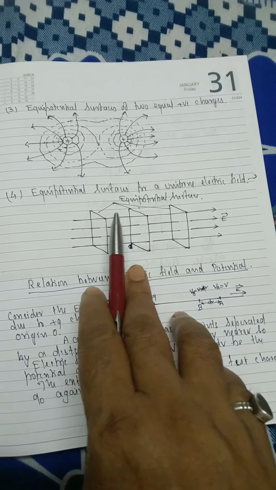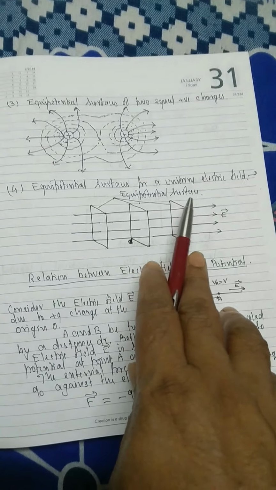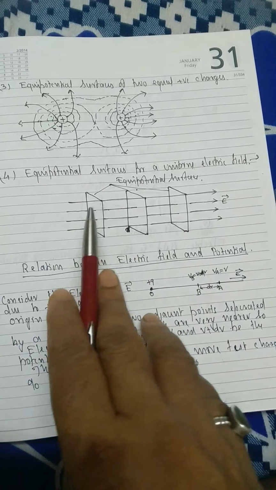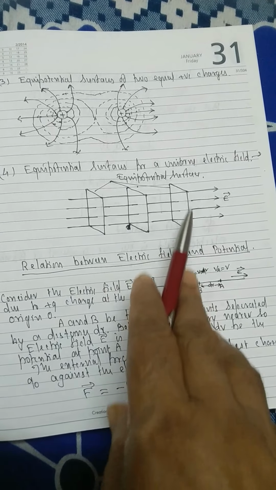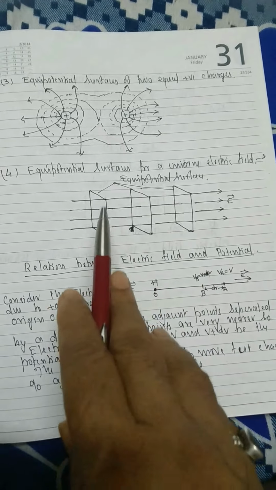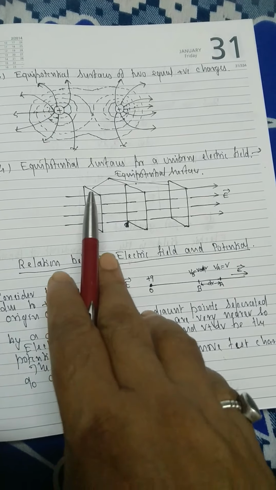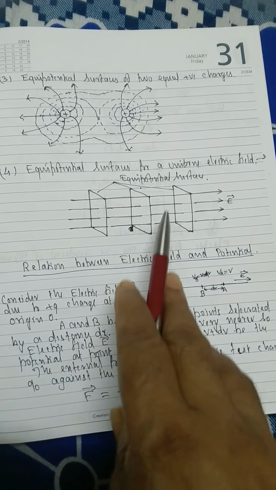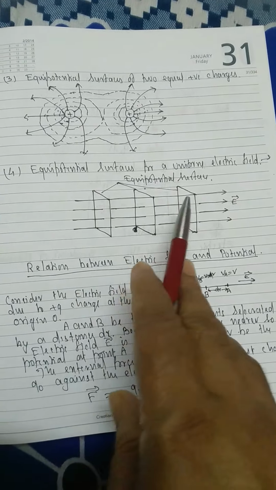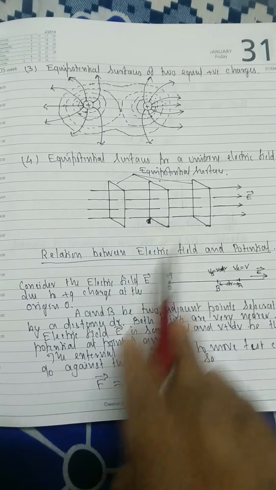Now the equipotential surface for a uniform electric field. In a uniform electric field, the field lines are equidistant from each other. And if we construct a plane perpendicular to the electric field, then it is named an equipotential surface.